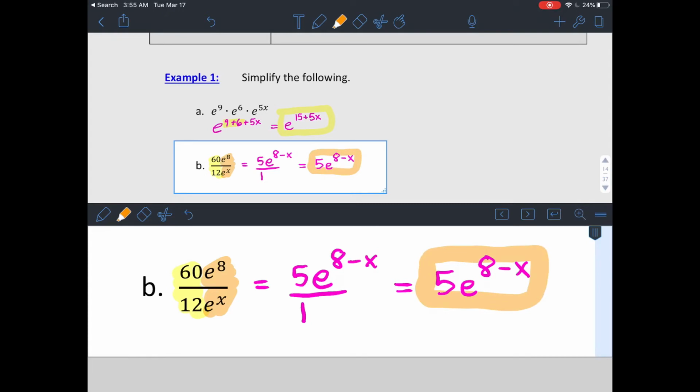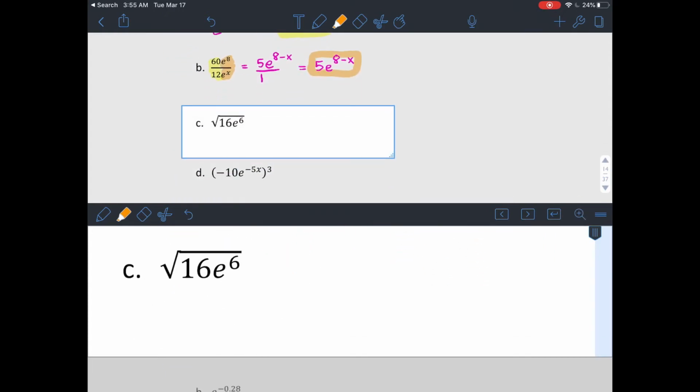So really it's just using things you already know. E is a number, not a variable. It works the same way though.